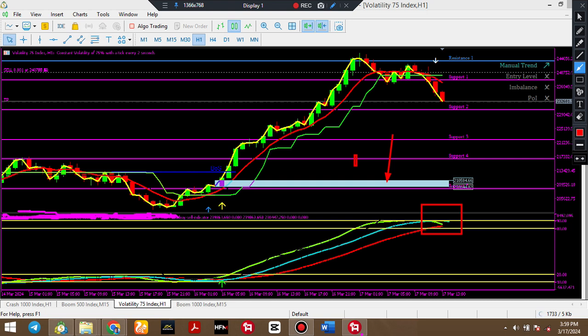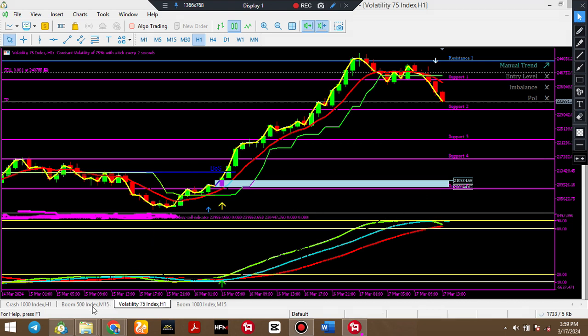You can use it on any pair. It works very well on both volatilities and Crash and Boom. So for those of you who are still complaining that you are making losses trading synthetic indices, you can get this and use it to leverage on it. Now, not only this, I think we still have another trade in Crash.